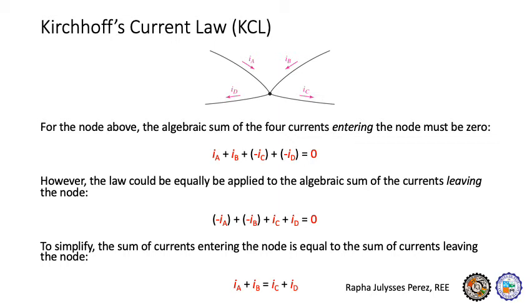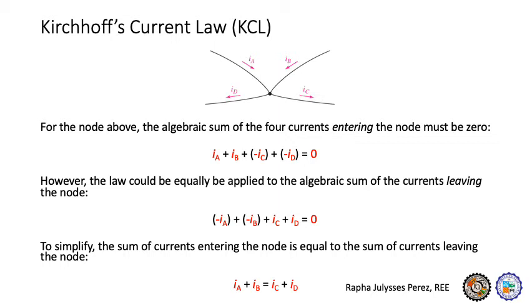And that's if we consider the currents entering the node. But if we take it the other way around, for the currents leaving the node, currents A and B would now be negative, and currents C and D would be taken as positive. But still, the algebraic sum would equate to zero. But for the purpose of simplicity, the sum of currents entering a node is equal to the sum of currents leaving the node.